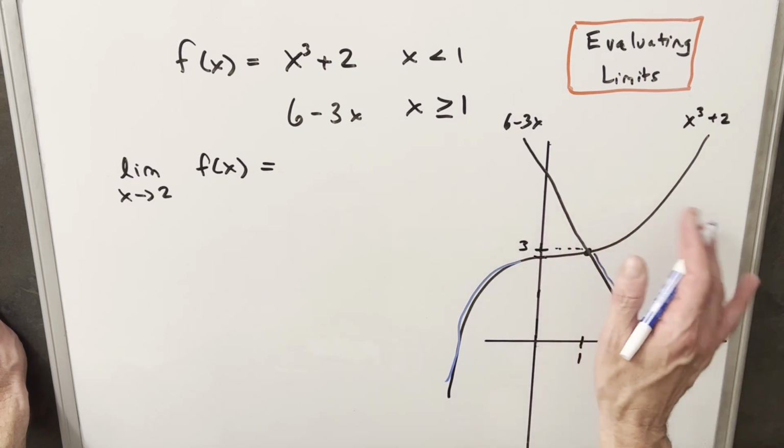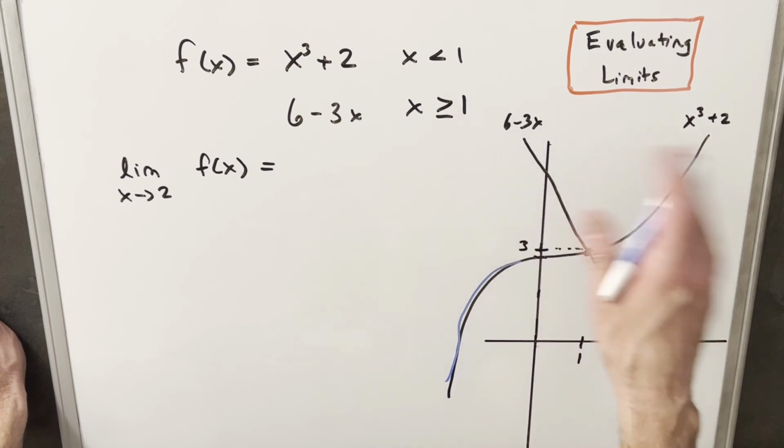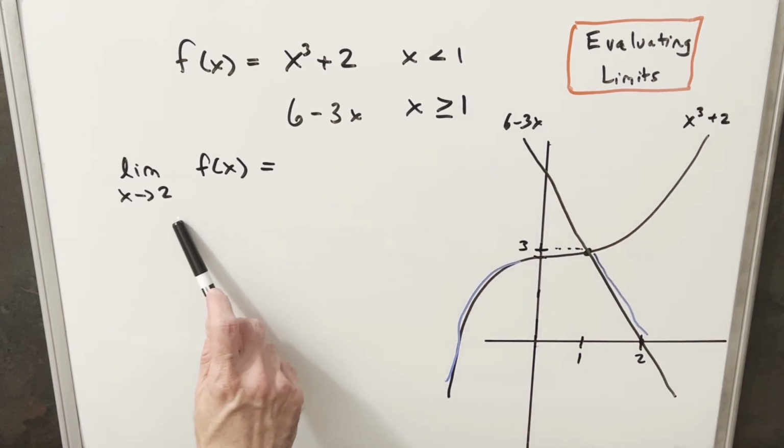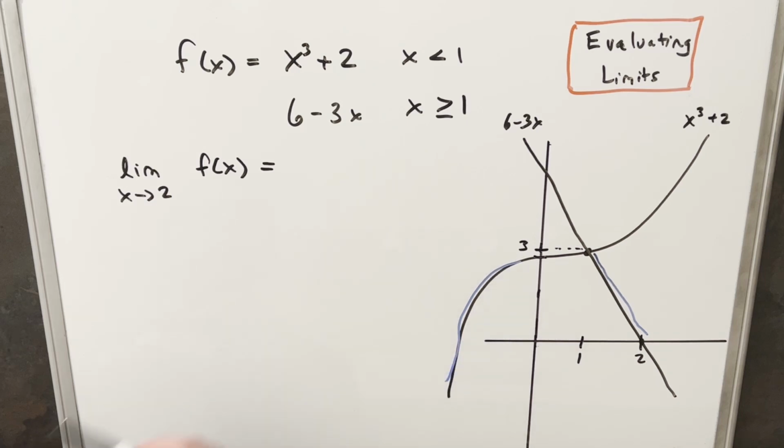So actually this upper part of the curve is not really there for this function, it's just there to show the full curve. And to get started with our first limit problem, we're asked to find the limit as x approaches 2 for our function f of x.